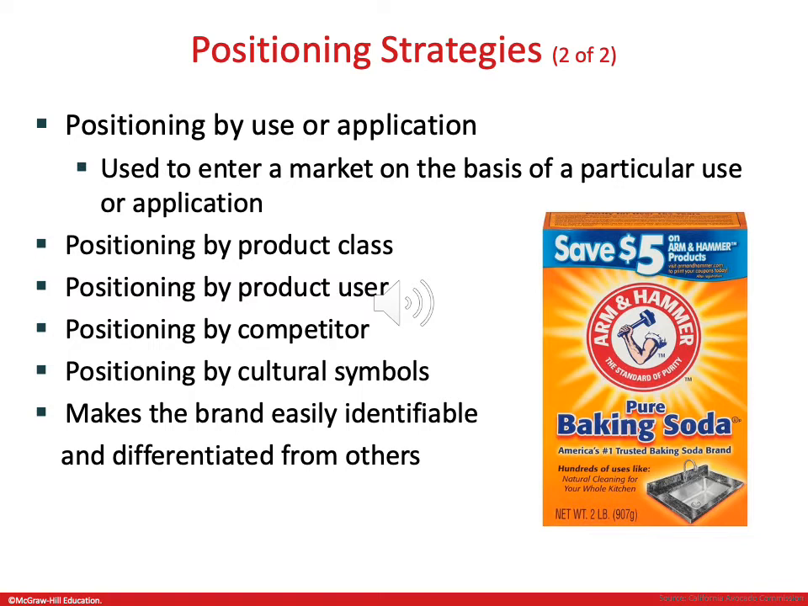So what might be a good example of this? So maybe think about the Keebler elves, or Tony the Tiger, right? Or the Jolly Green Giant, right? Or other categories, maybe Colin Kaepernick with Nike. So positioning by cultural symbols is certainly a positioning strategy.